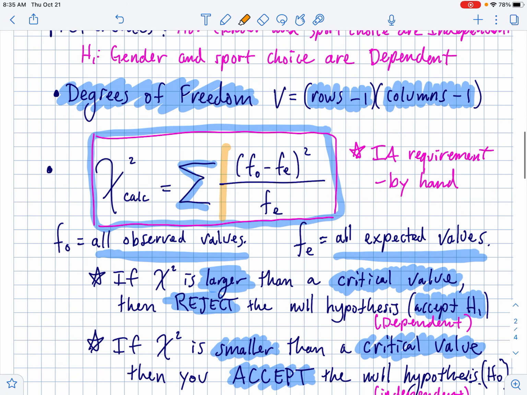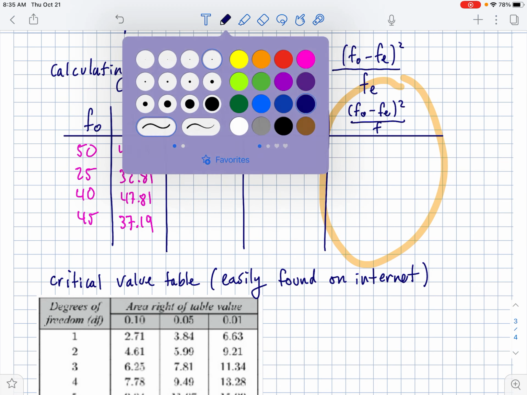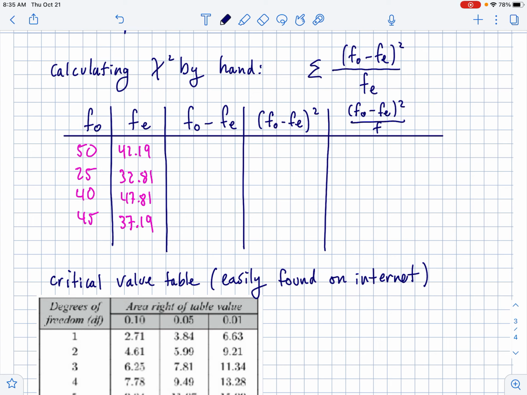Now, the reason that I scaffold the table like this is that I'm building up to the chi-squared equation. If you go back to the chi-squared equation, this is what we need to add together: fo minus fe squared divided by fe. So that's the goal, to get fo minus fe squared divided by, oh, that should be fe on the bottom, my bad. So this table just helps you take it step by step.